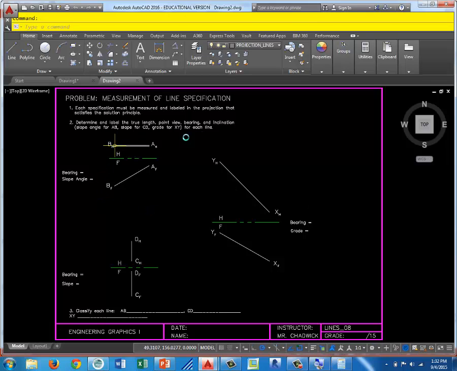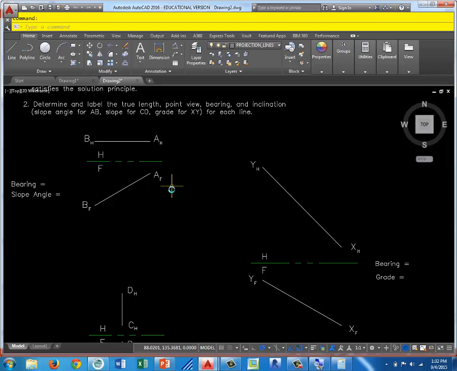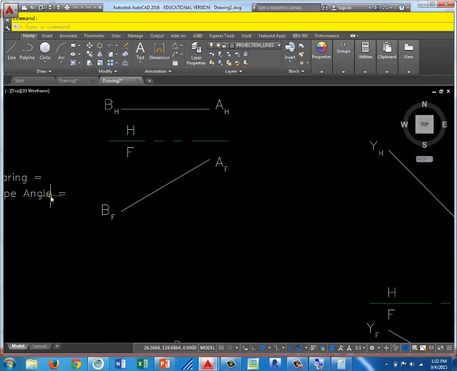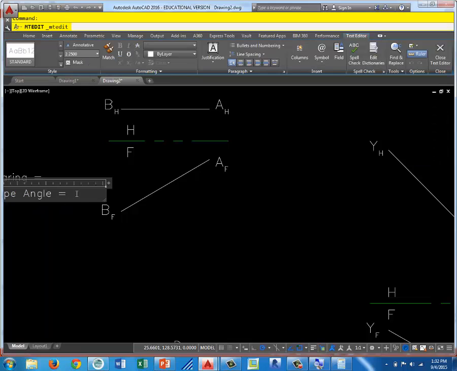So we got 3 different examples here. I'm bringing the bearing back in on this one, so you got to remember to keep those straight. Remember the bearing is always in the horizontal plane. Slope angle is always in a true length elevation. So you're also asked to find the point view on this. So find and label the true length, the point view, and then for the bearing and the inclination or the slope, just again, double click on the text that I've got there already for you, and then you can type in your answer next to it.